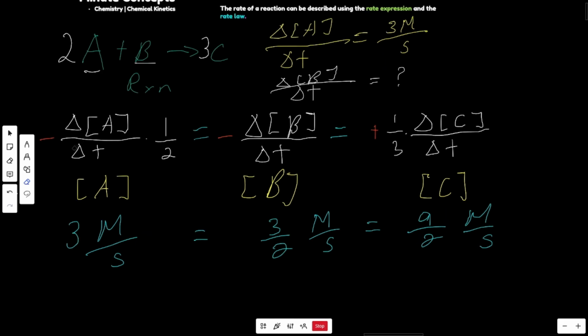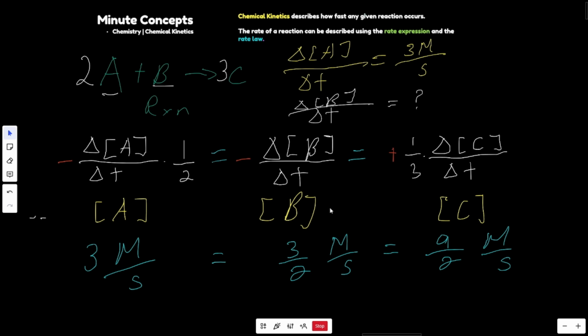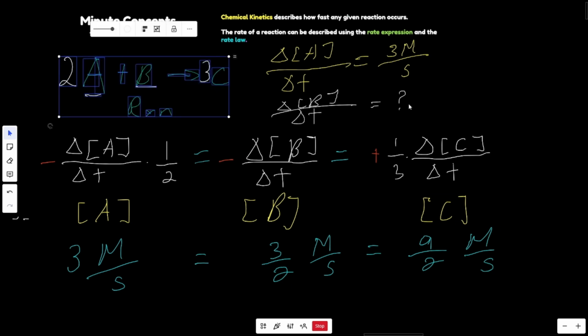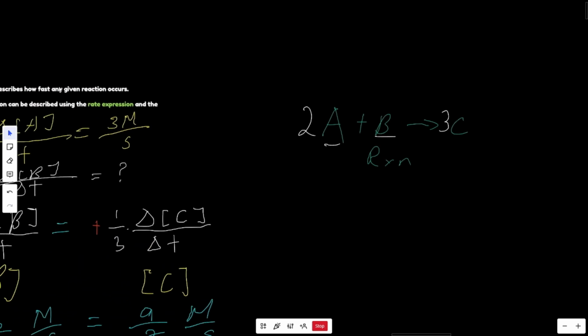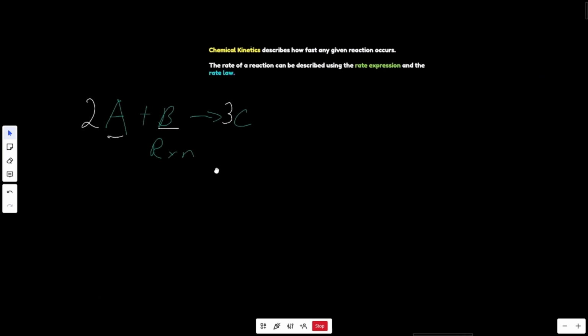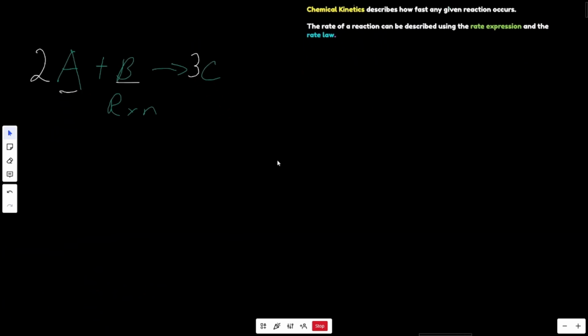Now, as I mentioned earlier, this is just one of the two ways that we can describe a rate of reaction. Well, one of the two ways that we're going to be talking about in this video. So the next one is actually the rate law. So let's take this reaction and I'll copy it over here. Okay. And let's bring this all the way here.